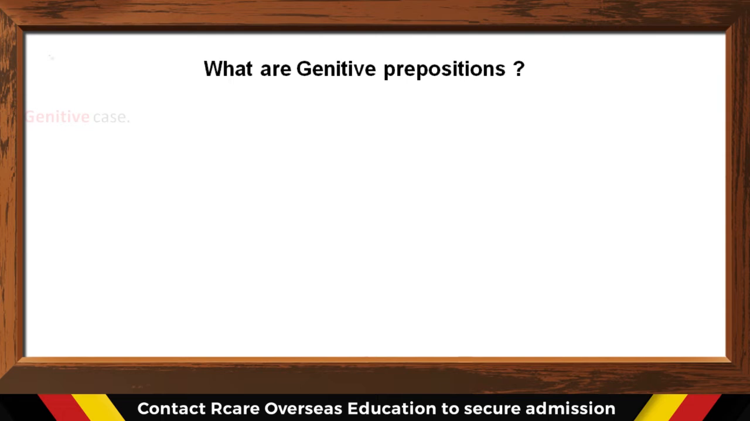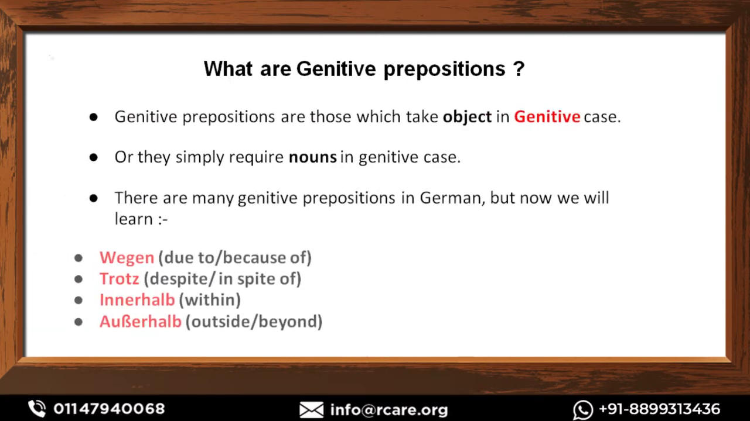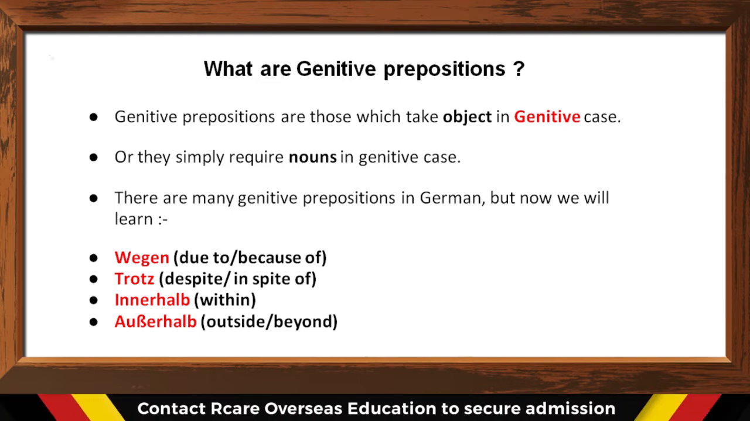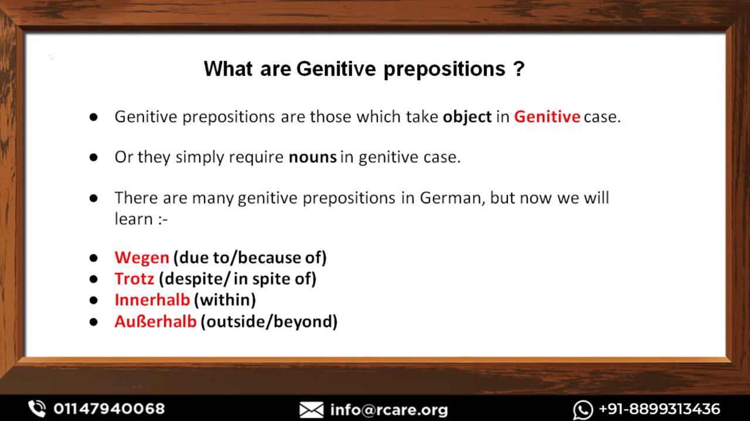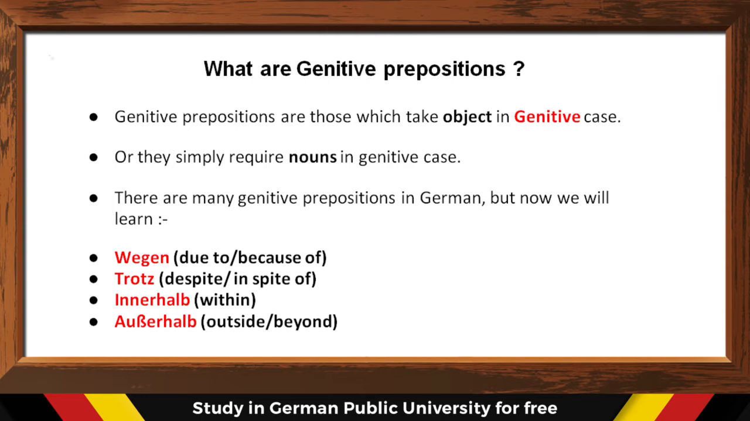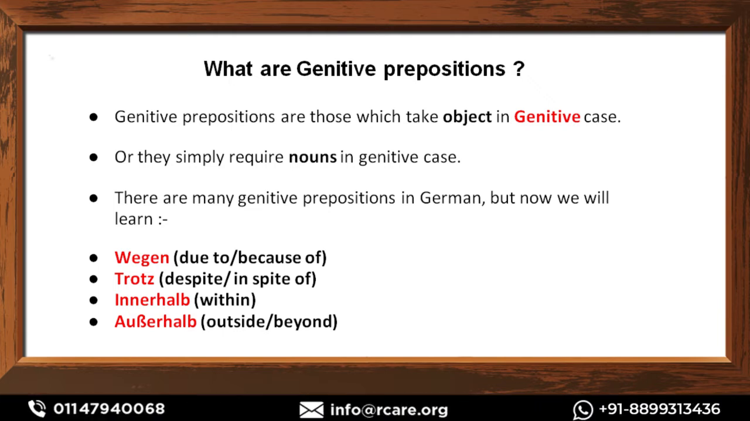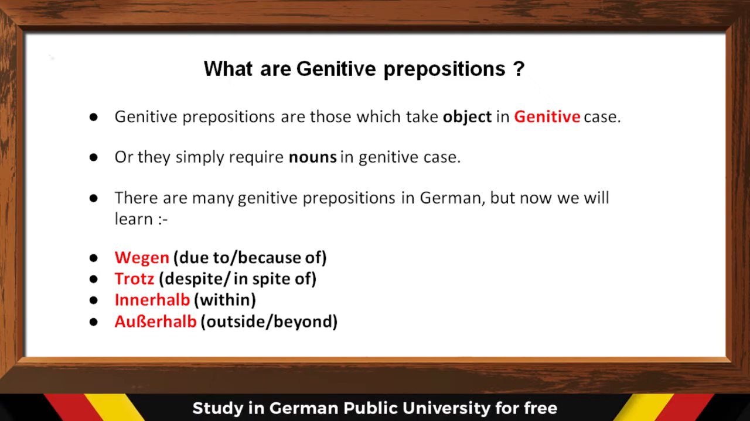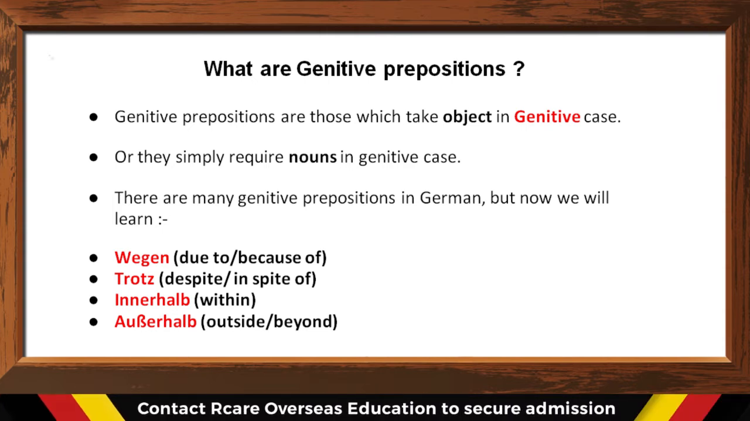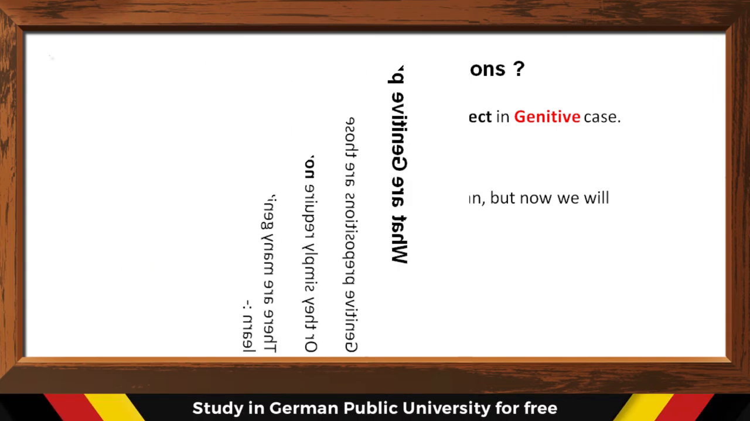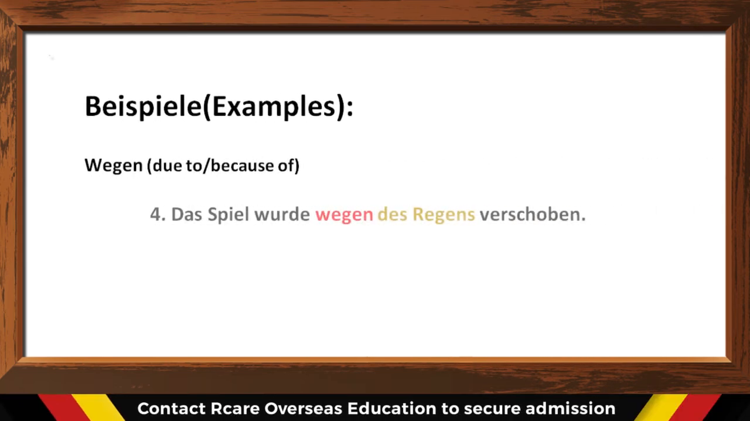Now, let's see what genitive prepositions are. Genitive prepositions are those which take an object in genitive case, or they simply require nouns in genitive case. There are many genitive prepositions in German, but now we are going to learn wegen, which means due to or because of. Trotz, which means despite or in spite of. Innerhalb, which means within, and außerhalb, which means outside or beyond. Let's look at the examples.